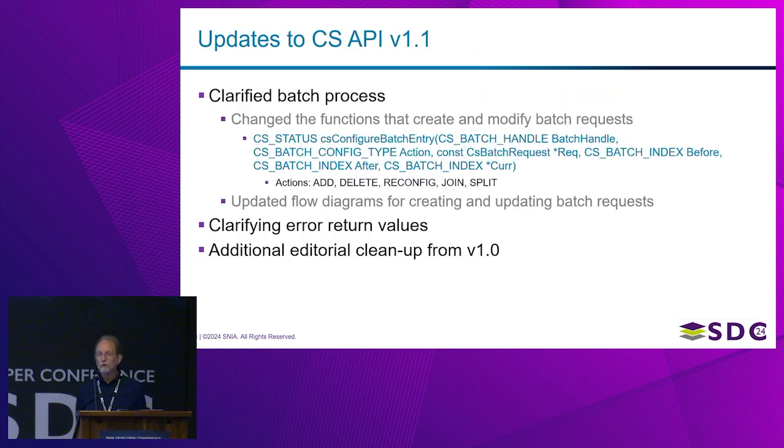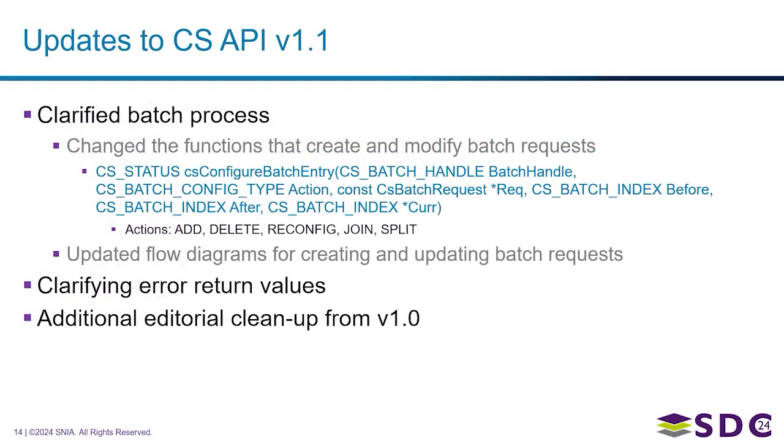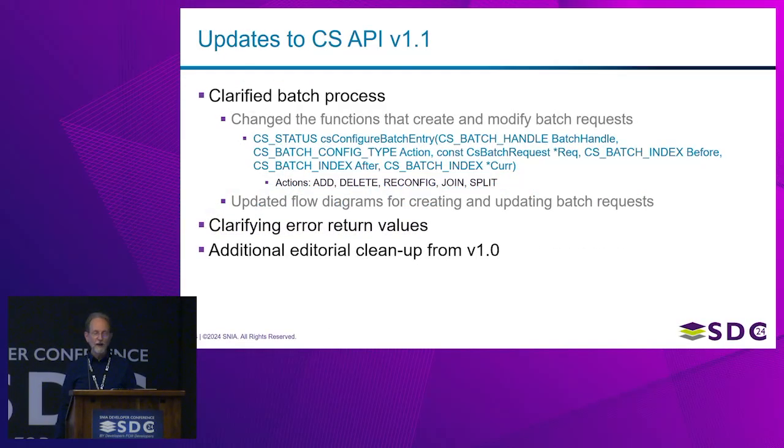So what are we doing now? As we move forward and we are working towards version 1.1, there are two major things that we're looking at. One is to clarify the batch operation. So we had a batch operation. We've clarified it. I'll go a little bit more into details on the next slide of showing how that actually works. But we changed the functions that create and modify the batch requests. In particular, instead of having three different functions, we have now obsoleted a couple of functions, and we've created a new function that we've called configure batch entry.